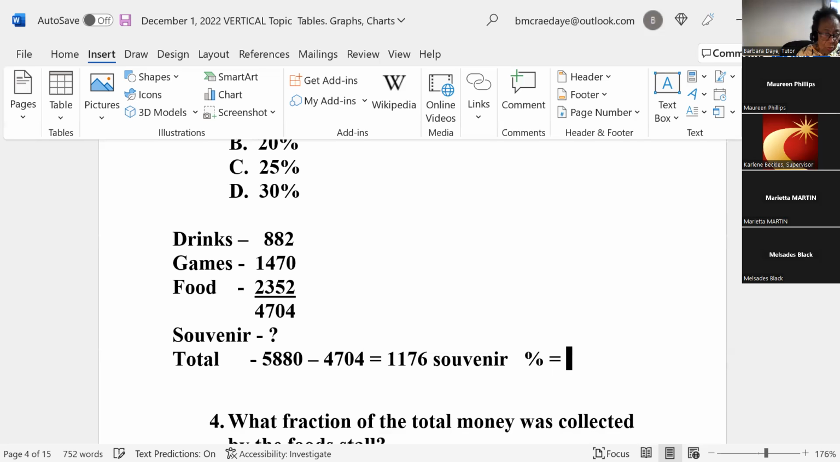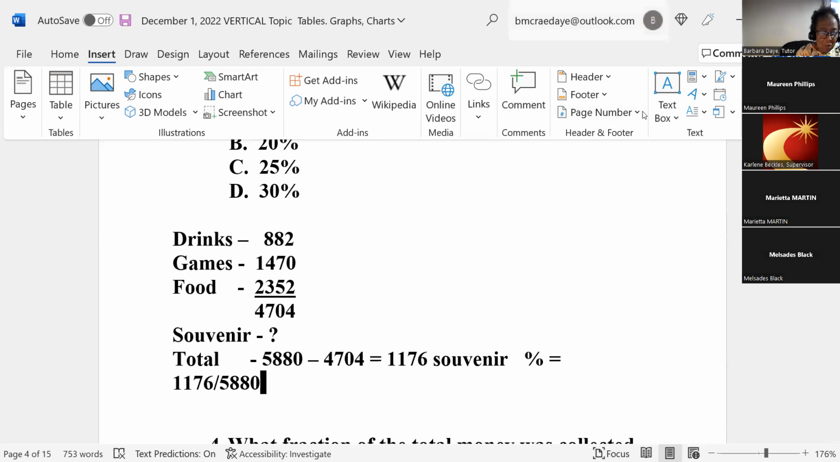So the percent would be equal to 1176 divided by the total, 5880. And what does that give? Oh, I see. Oh, I think I know how to do it. Maureen, what do you get? 20%. You're exactly right, Maureen, you get 20%. I got it right. Woo! Very good.